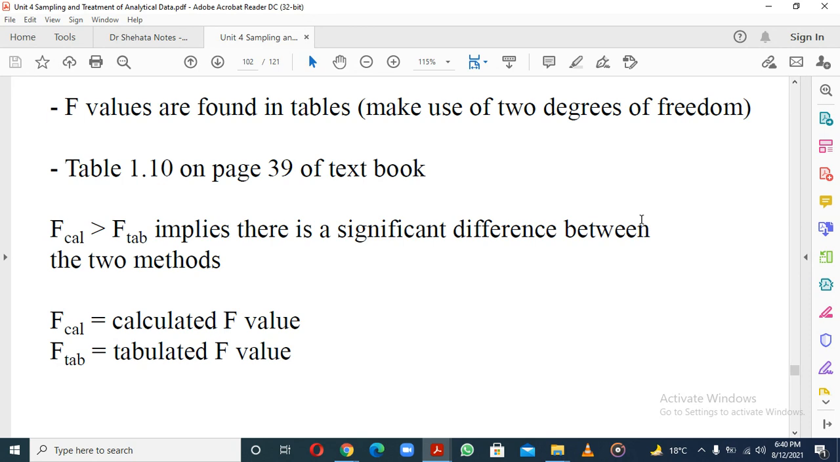The variance is 0.185. The standard method gave 99.53% recovery. Variance is 0.152. In each case, three replicate measurements were made. Test whether the two means differ significantly at the 95% confidence level.